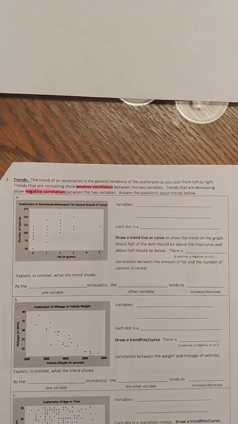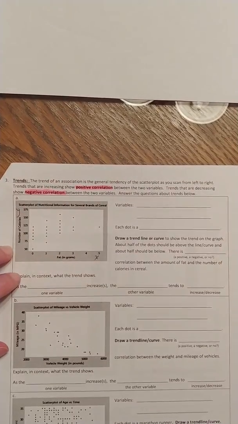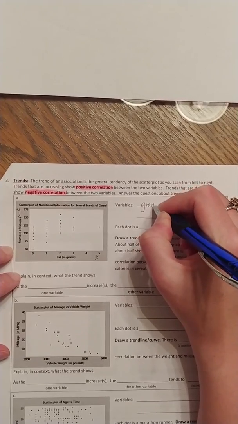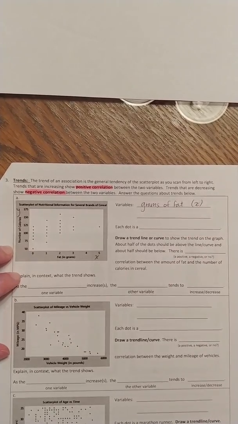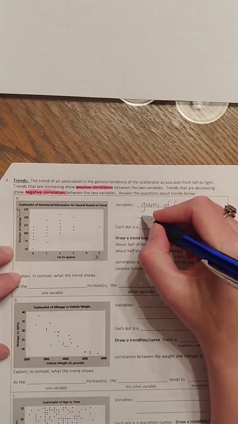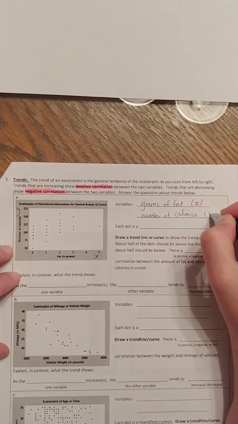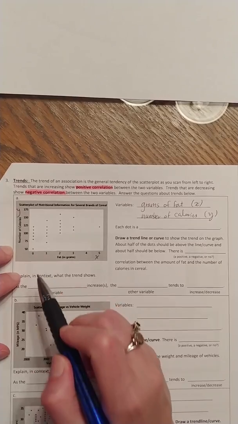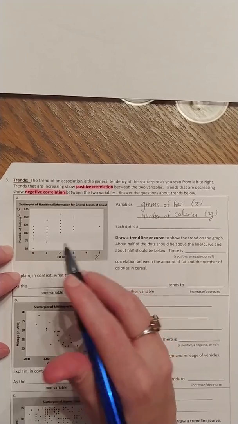So if we look at the first example here, right, what are the two variables? So let's see. Remember, this is our x-axis, this is our y-axis. So here we have grams of fat, right, which we can label as our x variable. And a number of calories will be our y variable. What does each dot represent? So here, each dot represents a cereal brand.